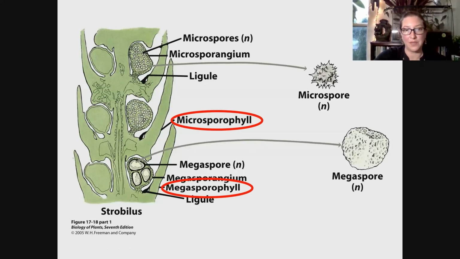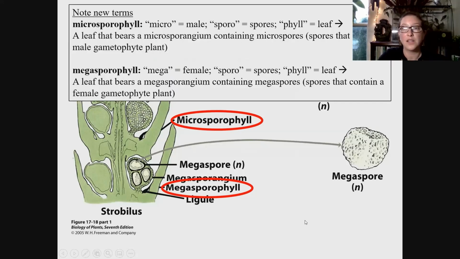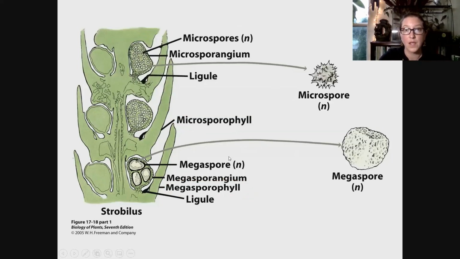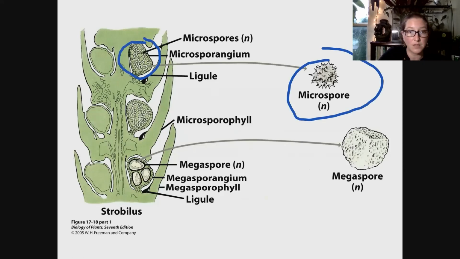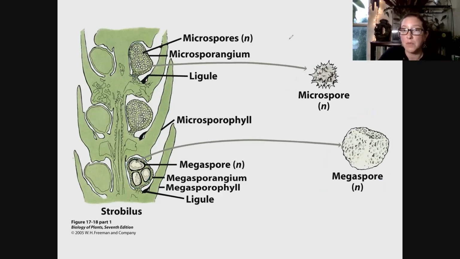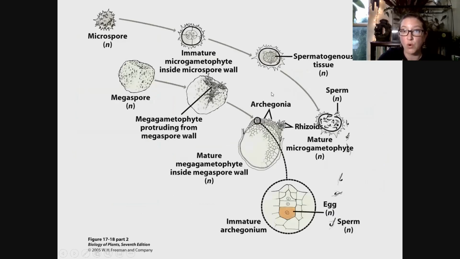Just so when you're looking at these slides on your own, here you go: microsporophyll, megasporophyll, and the terms that I just described, right? So you don't get confused. All right. So microsporangium is going to make microspores. Megasporangium is going to make megaspores. And the female and male gametophyte plants are in those spores, right?